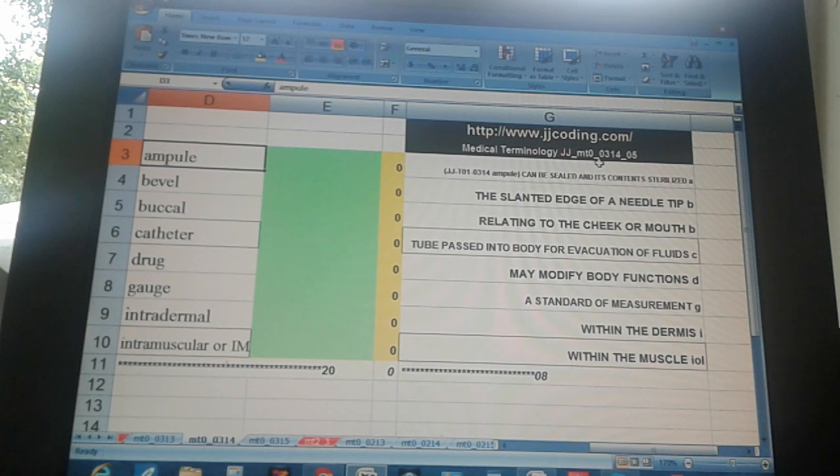Medical terminology, JJMT003-1405. First, the pronunciation. Ampule. Bevel. Buccal. Catheter. Drug. Gauge.